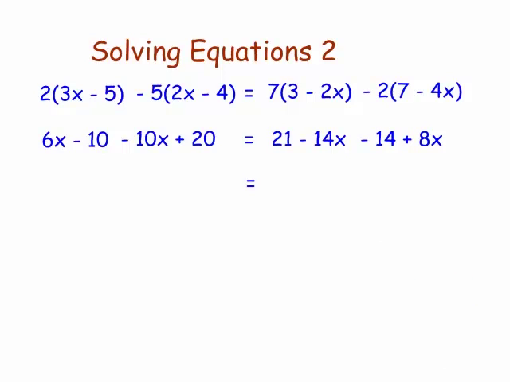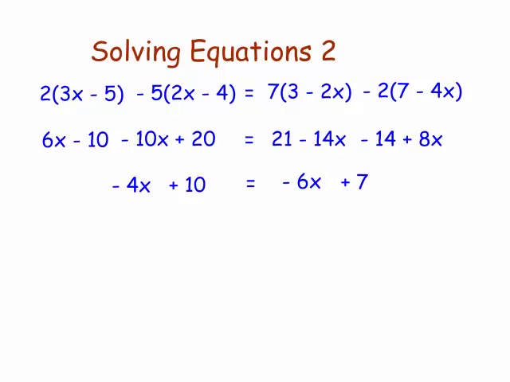Now we collect up all our like terms. What's 6x minus 10x? Hopefully we can all see that's minus 4x. What about minus 10 plus 20? Easy, positive 10. Now how about collecting up like terms on the other side? Minus 14 plus 8, that's minus 6x. And hopefully we can see that 21 minus 14 is just good old 7.